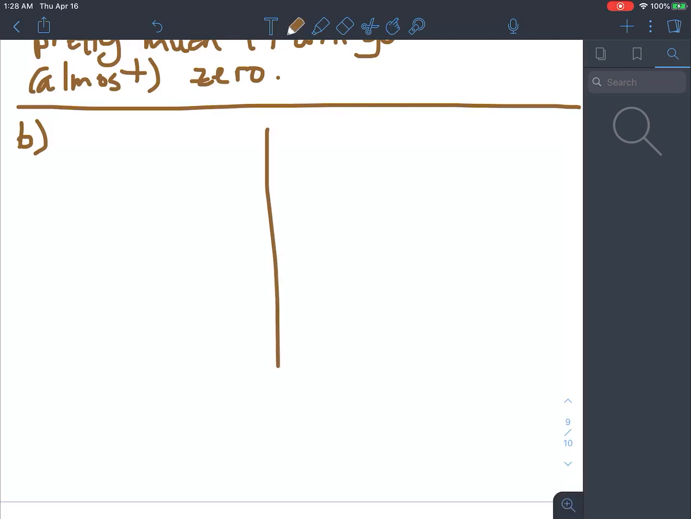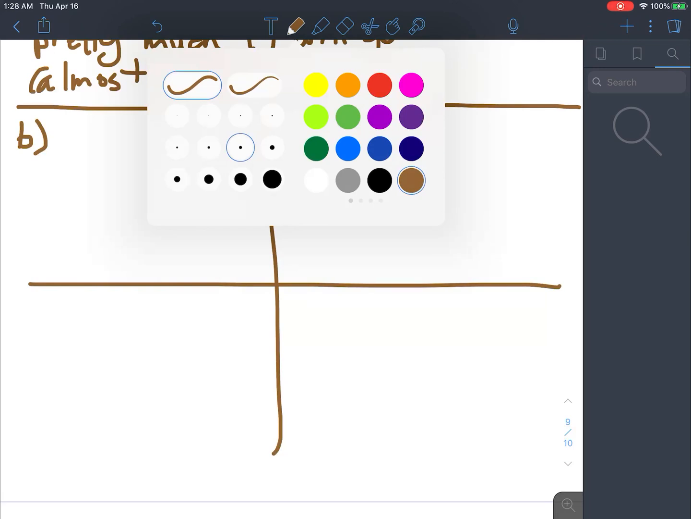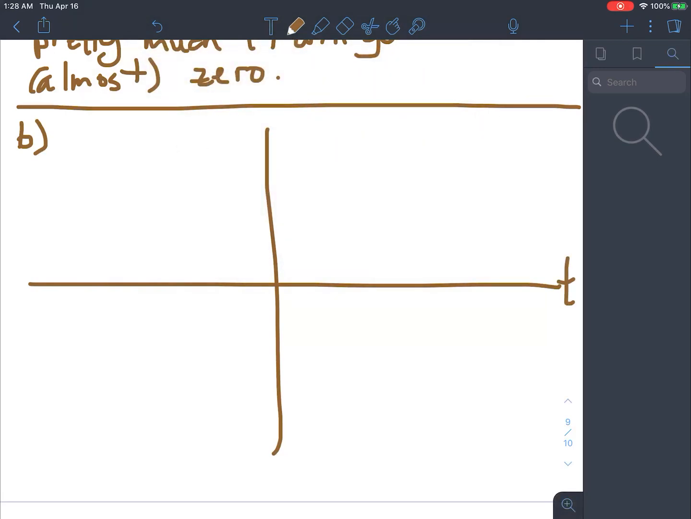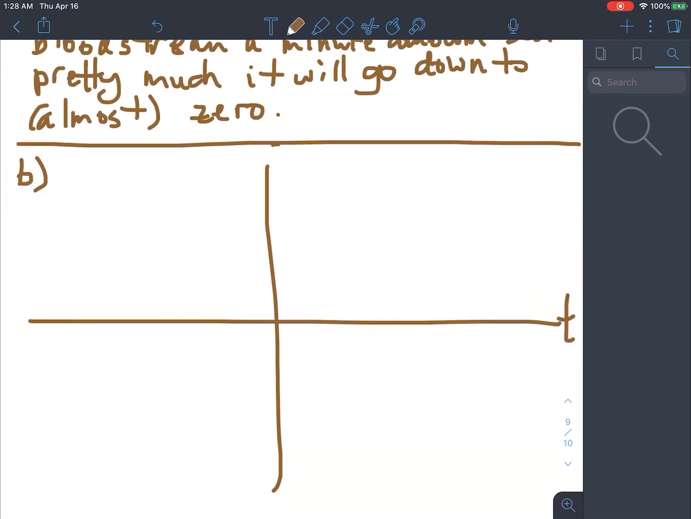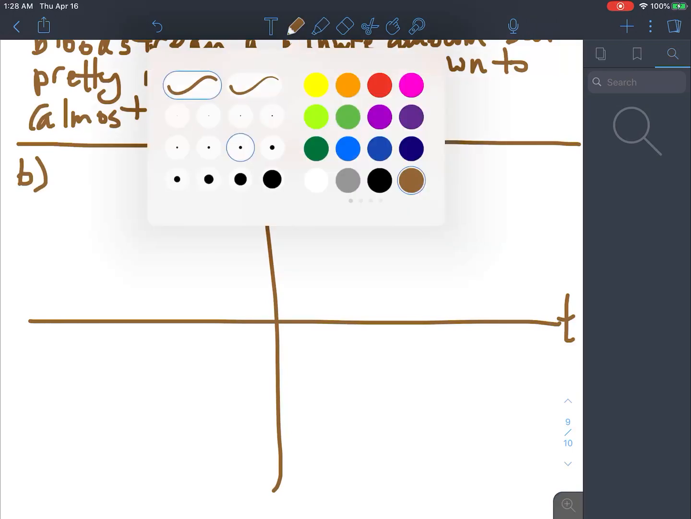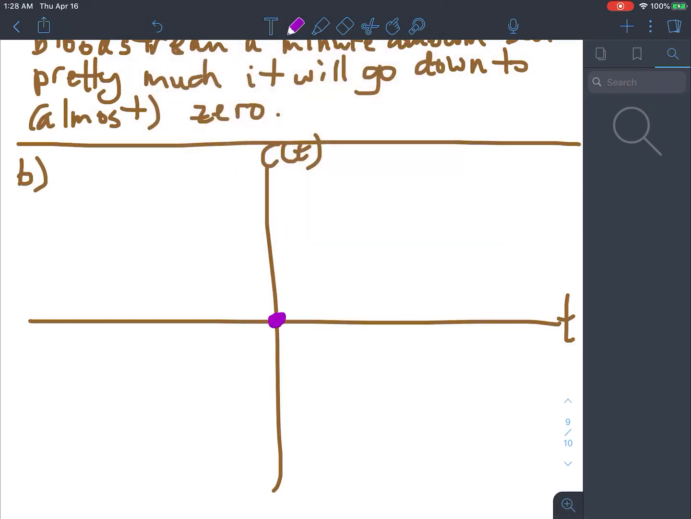We already know that we don't have any asymptotes. We do know, we'll call this T, and C of T. We know we have a 0 right here. No asymptotes, but we do know that it follows just above y equals 0 off to infinity. So it must come up and go through here.